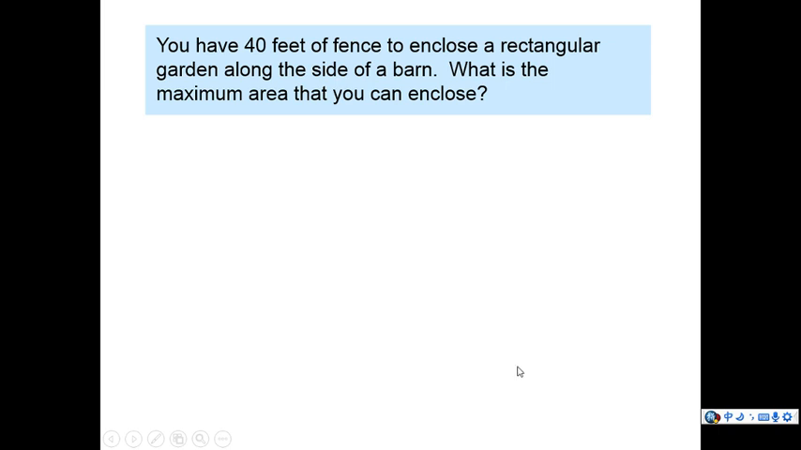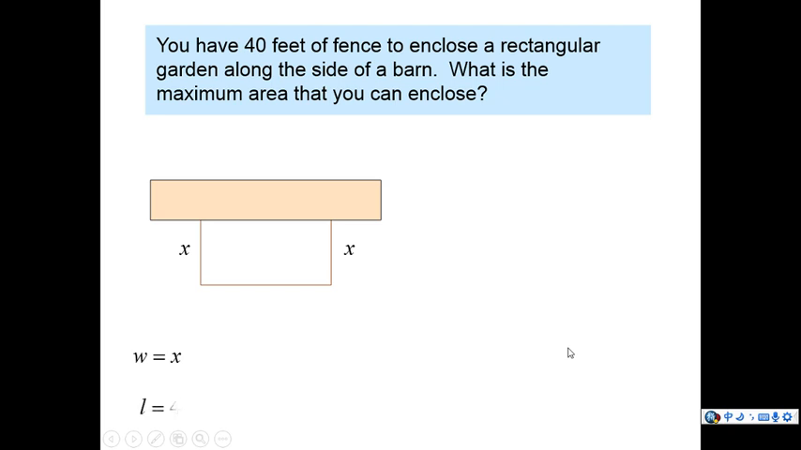So here's another problem. You have 40 feet of fence to enclose a rectangular garden along the side of a barn. What is the maximum area that you can enclose? We do know that one side is solid, so there's no fencing here, so it's only for the two widths and the other length. So once again, the width equals x. And then for the length, we have 40 minus 2x. Again, this side right here is not included, so that's why it's 40 minus 2x.